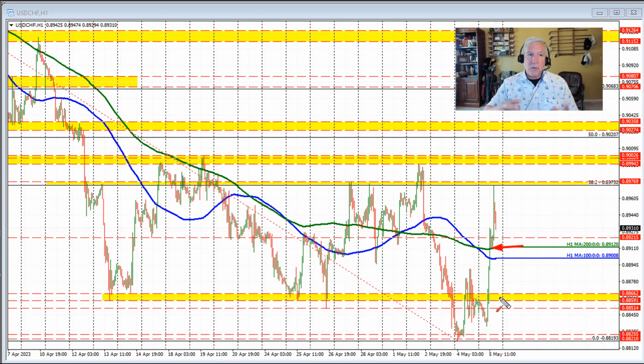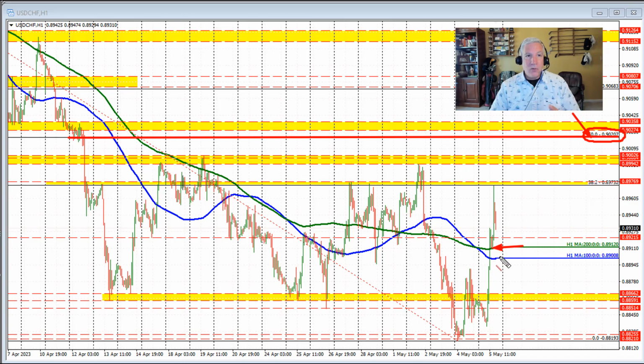We're trying to look for a switch in the bias, perhaps a move back to the higher levels that might come up to test the 90.18 level. Remember that off the weekly chart. That also corresponds with the 50% retracement of a recent move to the downside. So this is going to be our key target on the top side, not only from the weekly perspective, but also a level that is important here on the hourly chart as well.